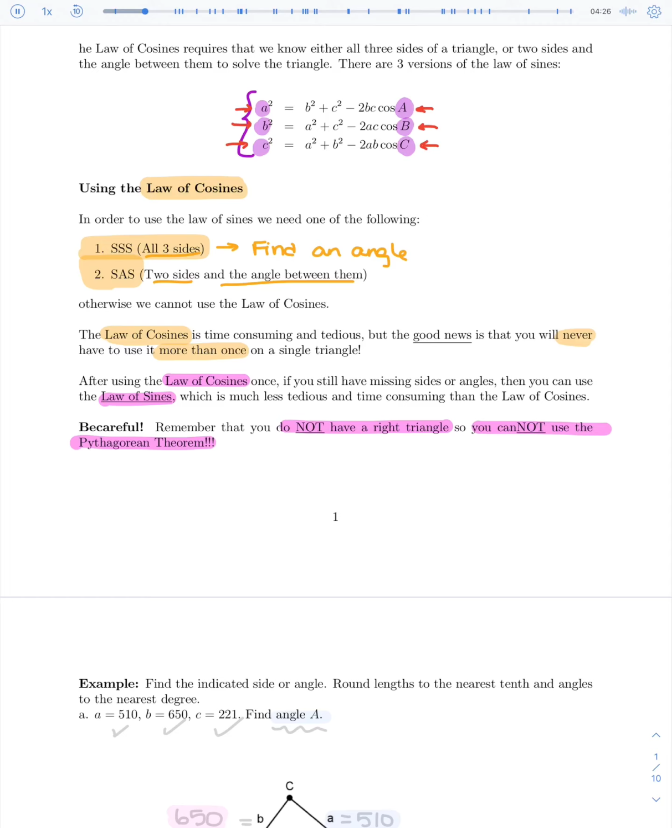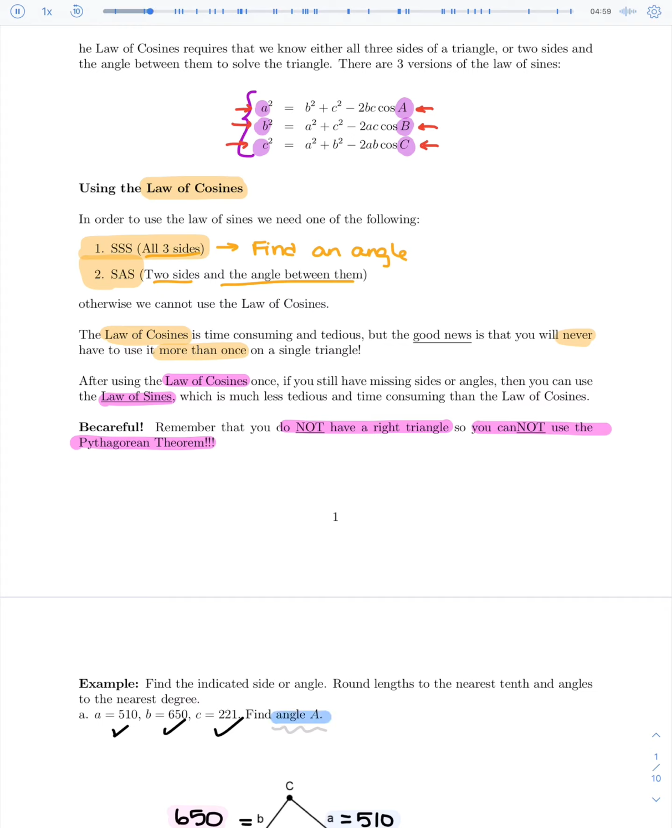Because when they say you just have a triangle, you have to assume it's not a right triangle. So they do give us some information. They give us that side A is 510. So we're going to check these off as we go. Side B is, let's see, 650. And side C is 221. And they want us to find specifically angle A.